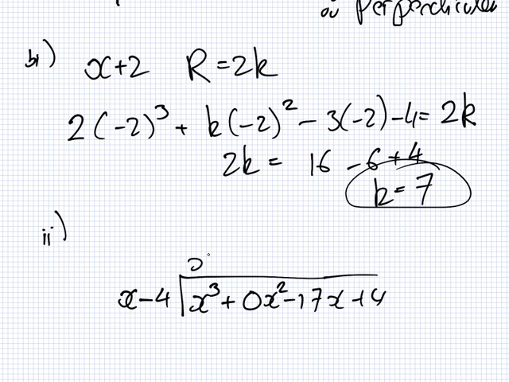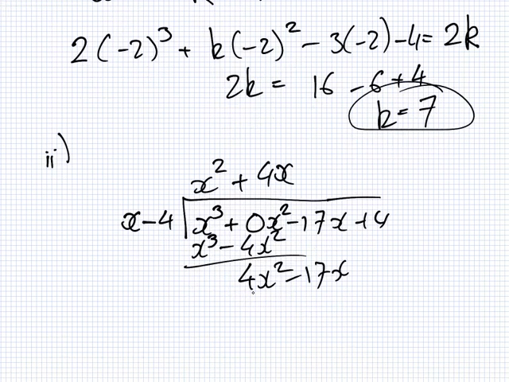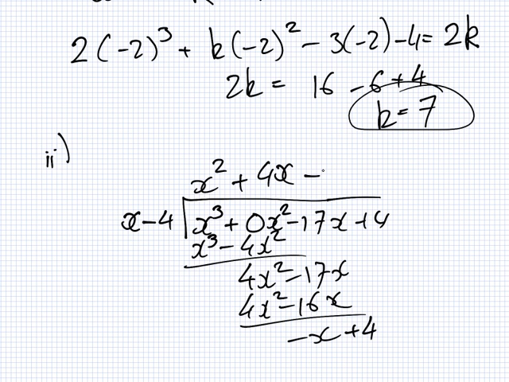Now, x squared. x cubed minus 4x squared. So here I have 4x squared minus 17x. So the next one should be 4x. Right? So that's 4x squared minus 16x minus x plus 4, minus 1 minus x plus 4. All right, so that's it there.